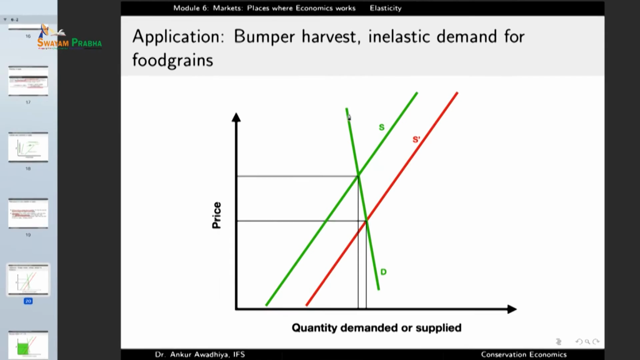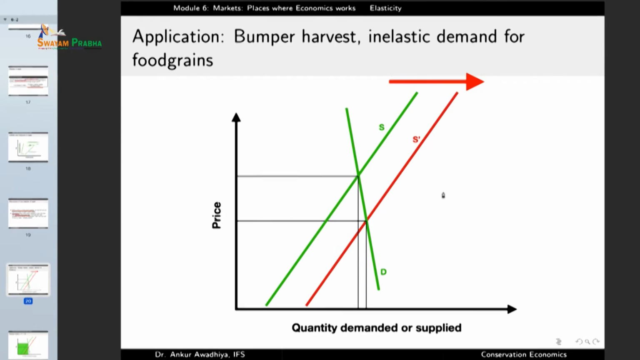The demand curve is pretty inelastic. So, it is looking very close to the vertical. So, it is looking like the letter I. So, the food grains have an inelastic demand. Now, earlier the supply curve was this, and now, because of, say, a change in technology or a shift to high yielding varieties, the new supply curve is the red one. So, we are seeing that there is a shift to the right in the case of the supply curve.